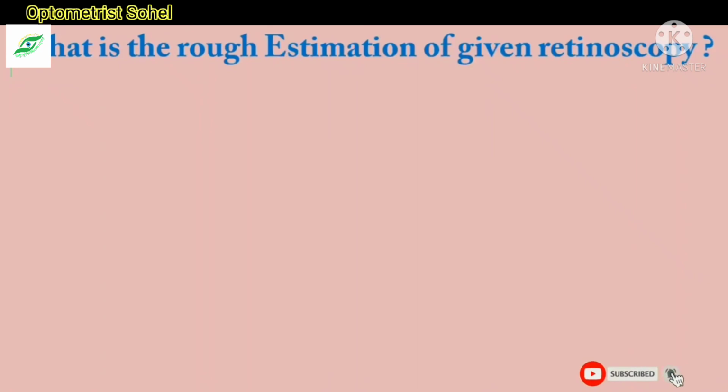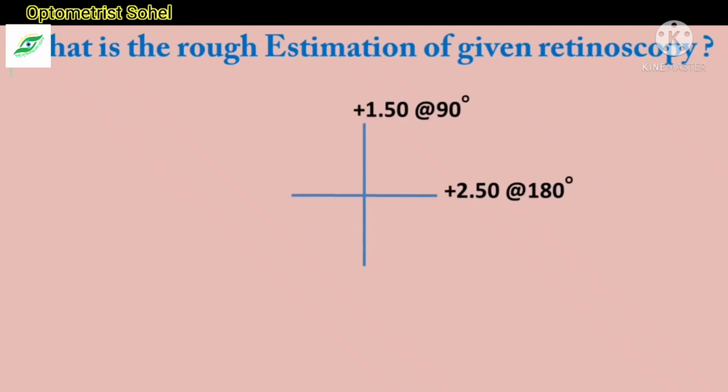What is the rough estimation of the given retinoscopy? +1.5 at 90, +2.5 at 180 degrees.